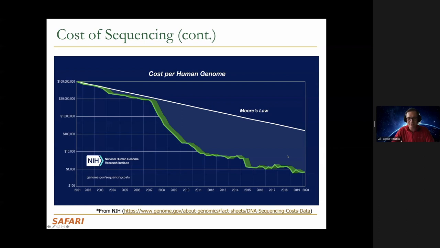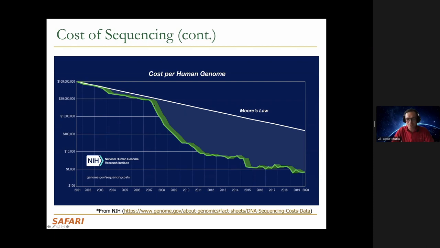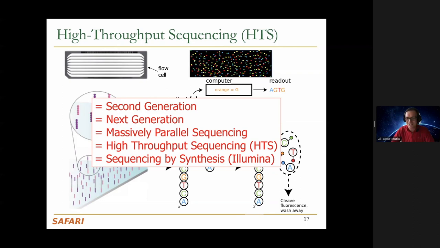I have these examples. One of the biggest inflection points happened around 2000 or so, or 2005 or so, actually. It got widely adopted later on. And this is really high throughput sequencing. This is also called second generation or next generation sequencing, which are not good names because there's always a next generation after next generation, right?